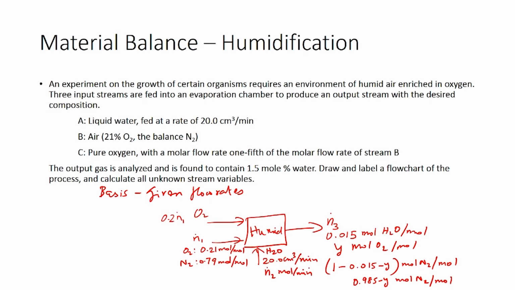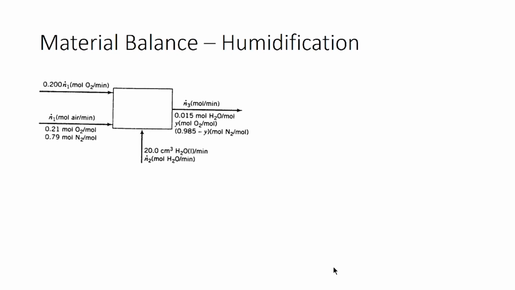Now that we have drawn the flow chart, let us go about and try to solve this problem. As usual, we can write total balances and component balances for any of the system given. Let us first start with the total balance. So, the total balance for the system would be input equals output. The input is N1 dot plus 0.2 N1 dot plus N2 dot equals N3 dot. So, all these are the molar flow rates which have been given.